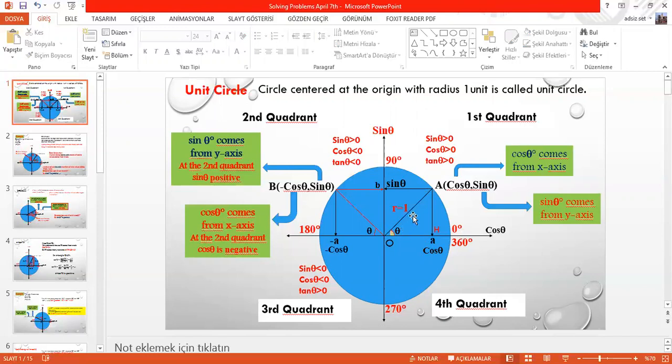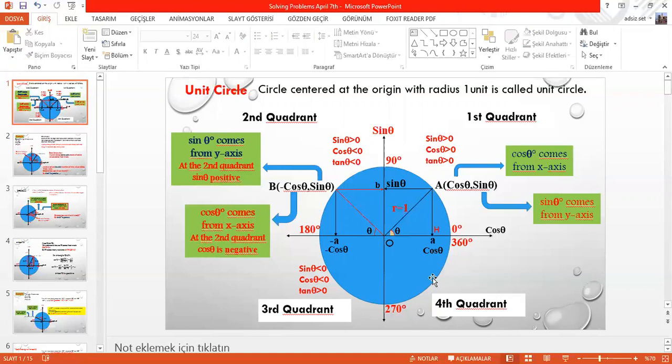Now we have a right triangle, OHA, and the measure of angle AOH is theta. This point has coordinates. Point A is in the first quadrant, and it is formed by two components. The first component comes from the x-axis, and the second component comes from the y-axis. Now, let's find these components by using trigonometric ratios.